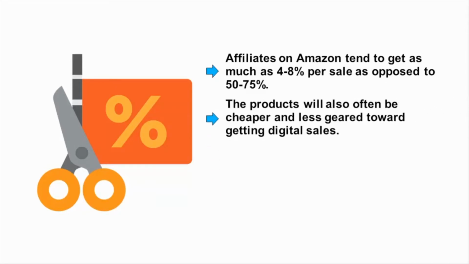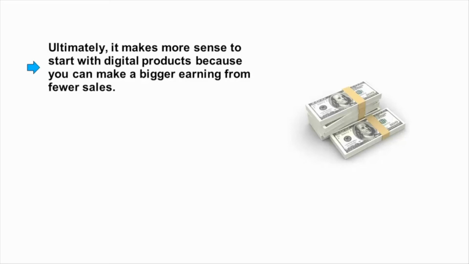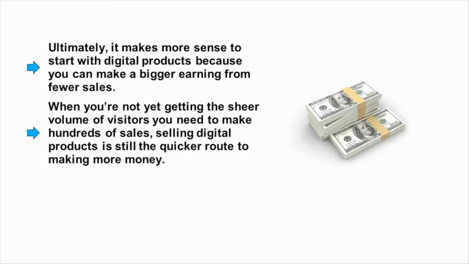Why would someone click your link to buy a computer when they can just go to their local technology store? These are the considerations you'll need to take into account when you start trying to sell physical products rather than digital ones. Of course, there's nothing to stop you from selling both types of products, though then you do risk cannibalizing your own sales. Ultimately, it makes more sense to start with digital products because you can make a bigger earning from fewer sales. When you're not yet getting the sheer volume of visitors you need to make hundreds of sales, selling digital products is still the quicker route to making more money.